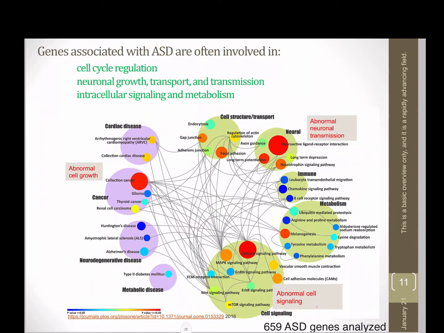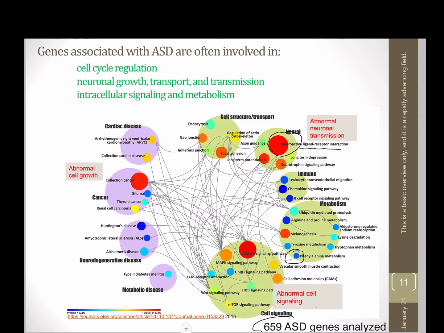So this diagram looks scary, but I'll explain what this is talking about. In a study where they took 659 genes that are associated with ASD, they clumped them together into what the role of those genes were. And so the big red circle here under ligand receptor neural interaction meant that there were a lot of genes that had a big component of risk for ASD. These little tiny blue ones meant that there weren't that many genes and they had lower risk components.